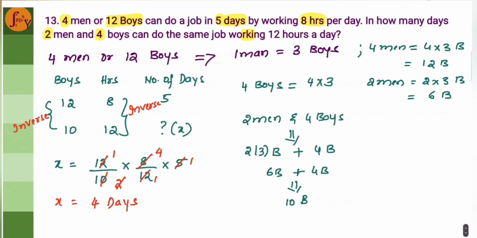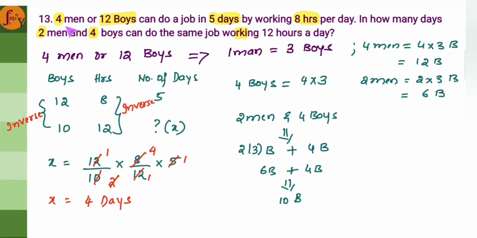Let's take the last 3-marker problem. 4 men or 12 boys can do a job in 5 days by working 8 hours per day. In how many days can 2 men and 4 boys do the same job working 12 hours a day? You have men, boys, days, hours, right? You have 3 parameters here: men, boys, hours and days.